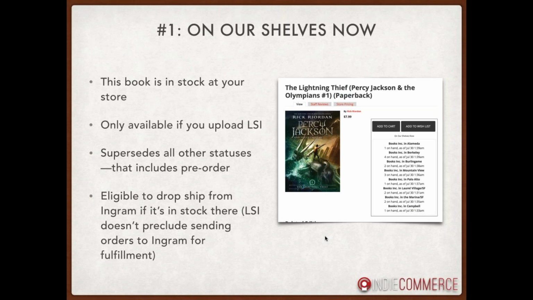So number one, the quote unquote best status for a book, meaning it's considered most directly available, is on our shelves now. So that status means the book is in stock at your store. And you can only see the status on your site if you are uploading LSI to your site. This supersedes all other statuses. So it doesn't matter if a book might otherwise be out of print or special order or something like that. If you send it to us and say that you have it in stock, we will always allow customers to buy it and use this status.